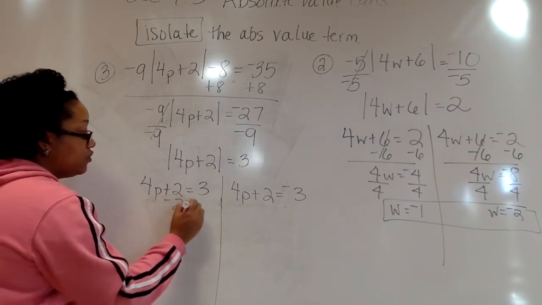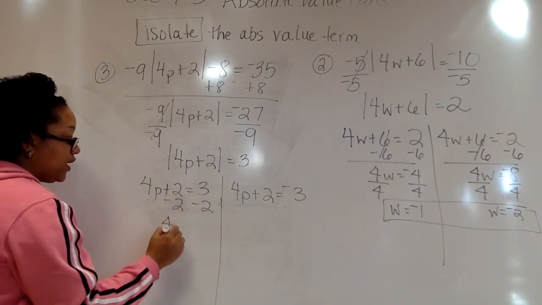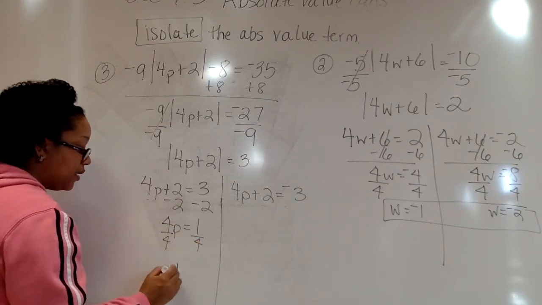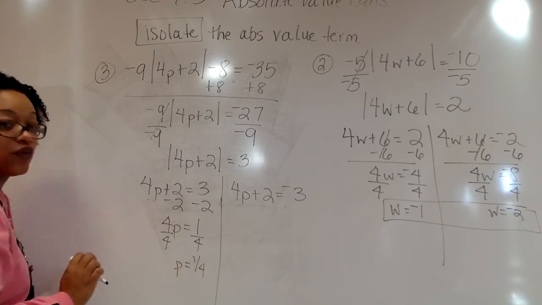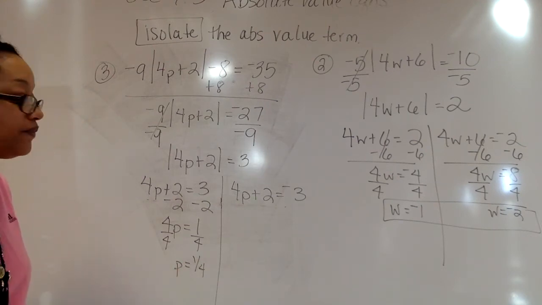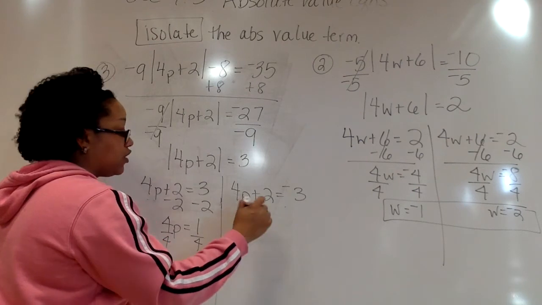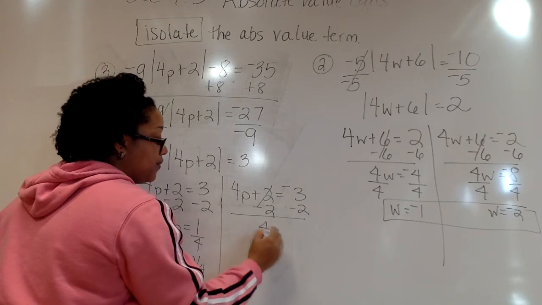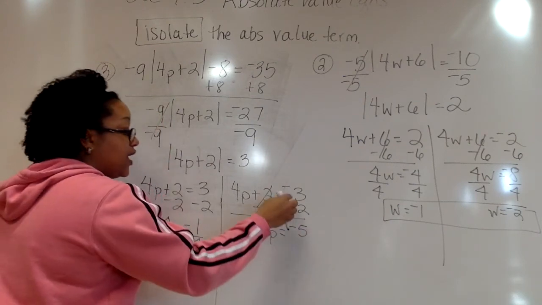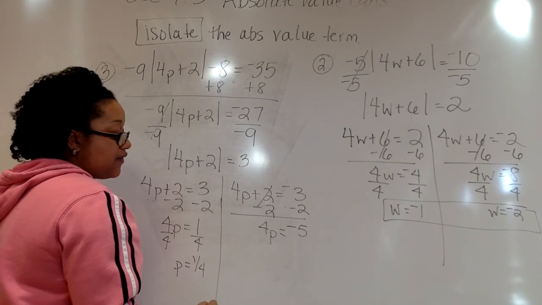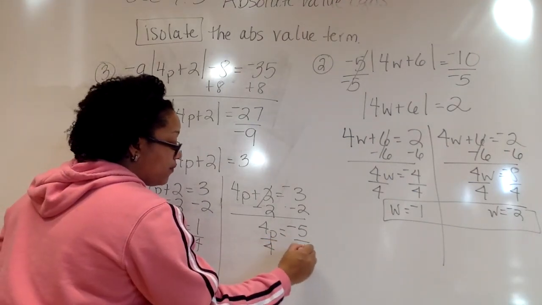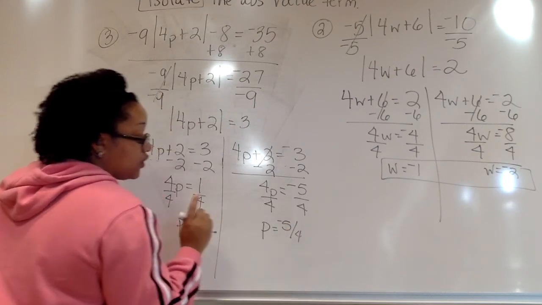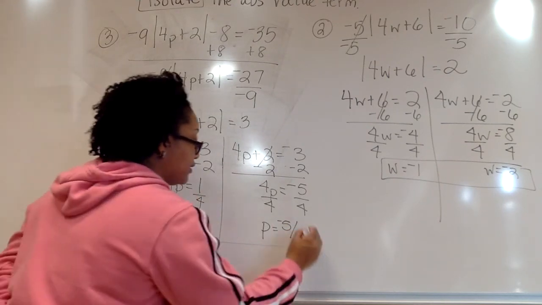So I'm going to subtract 2. 4p equals 1. Divide both sides by 4. P equals 1/4, your first fraction of the lesson, but that's no biggie. Then we're going to do it again over here. You're going to subtract 2 once again. 4p equals negative 5. Negative 3 minus 2 is negative 5. Divide both sides by 4. Your p is equal to negative 5/4. Your second fraction, you're just going to box it.